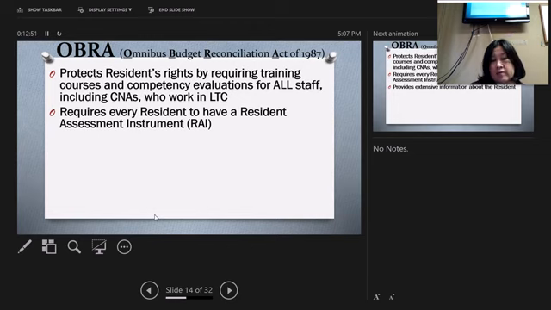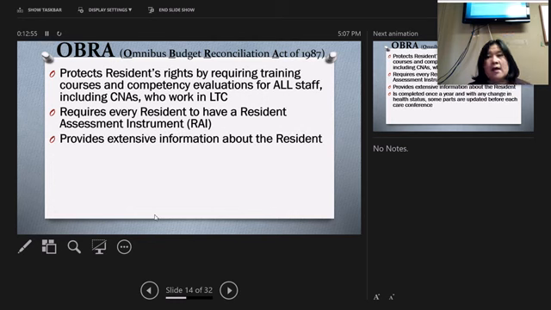It requires every resident to have a resident assessment instrument. This is a questionnaire. Now, CNAs don't have to fill these questionnaires out, but you are very important in making sure that these questionnaires are providing good quality of care, and that when the residents are asked certain questions, they can say yes or no to them. So in the back of your book, starting on page 148, this resident interview and resident observation.